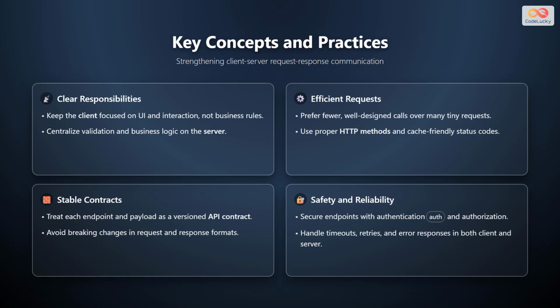Third, send efficient requests. Prefer fewer well-designed requests over many small ones. Use the correct HTTP methods and leverage caching with appropriate status codes. Fourth, prioritize safety and reliability. Secure endpoints with authentication and authorization to control access. Handle timeouts, retries, and error responses gracefully in both client and server code. These practices ensure your systems are maintainable, scalable, and resilient.